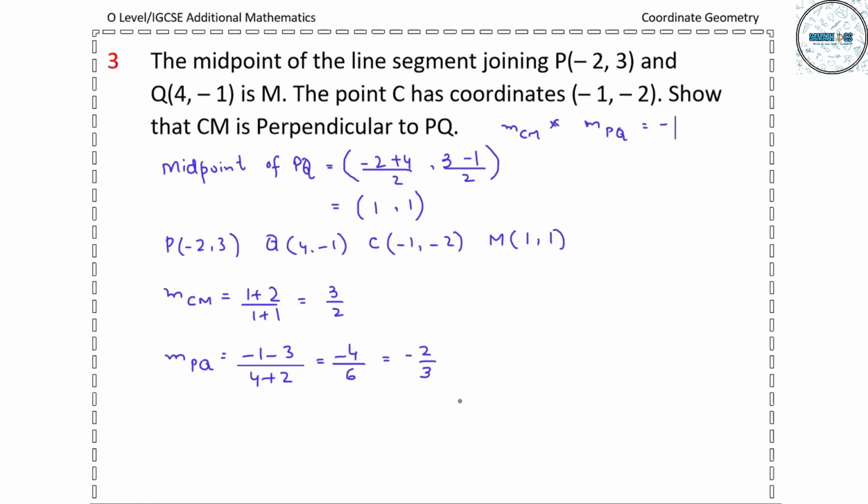Now we will multiply these two gradients. By multiplying these two gradients, the result must be minus 1. So if we cancel out this 3 and 3, 2 and 2, we will get minus 1 here. So minus 1 is equal to minus 1, hence shown.